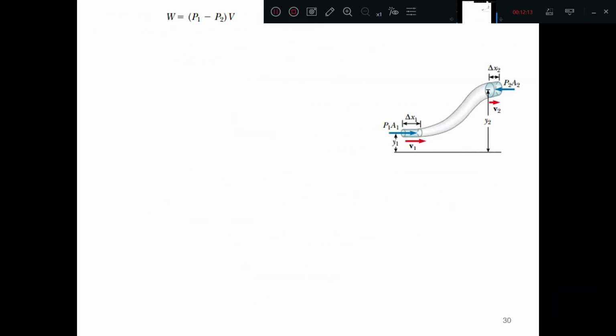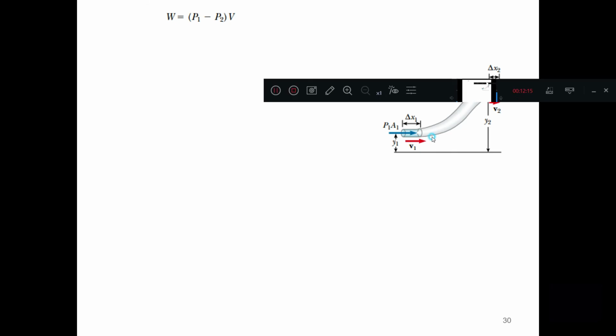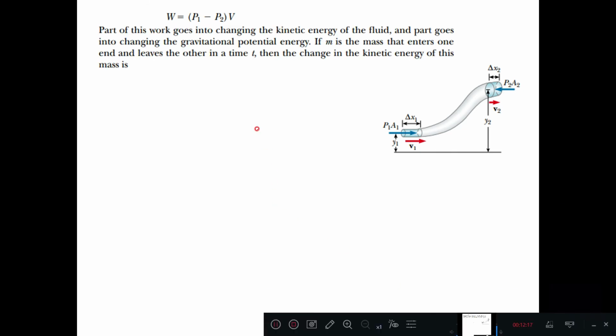This is the net work done here. Then part of this work goes into changing the kinetic energy. The kinetic energy keeps on changing here. Part of this work goes into changing the kinetic energy of the fluid, and part goes into changing the gravitational potential energy.